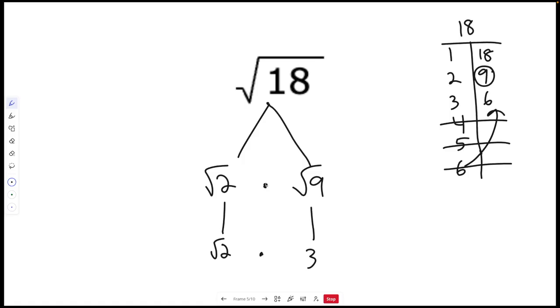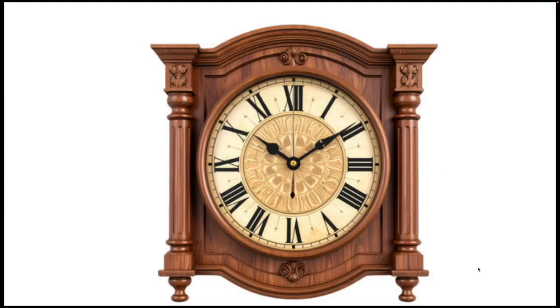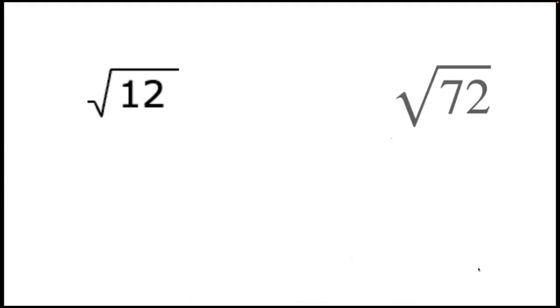And now the way we write our answer, we normally write the regular number at the beginning. So we start with the regular number. So our final answer looks like this: 3 square root of 2. Okay? All right, time to practice. Pause the video, try these 2 on your own. When you're ready, we'll check them.